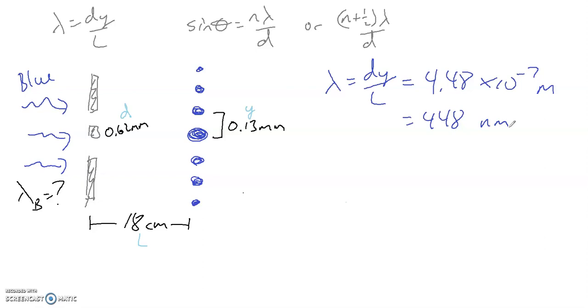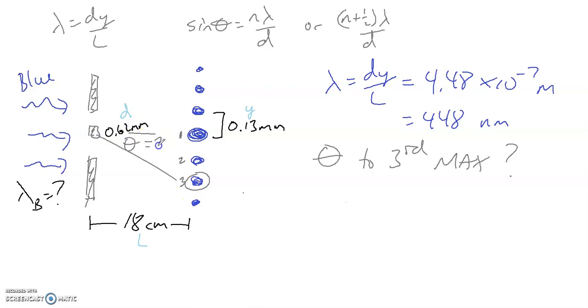Now, what if we build on this and ask, what's the angle to the third maximum going to be? Sometimes you look at the geometry and what direction this is going. Third maximum, well, the first maximum is always in the middle. This is my second maximum, there's my third. So that's the one I want. I want to know, what is that angle right there?